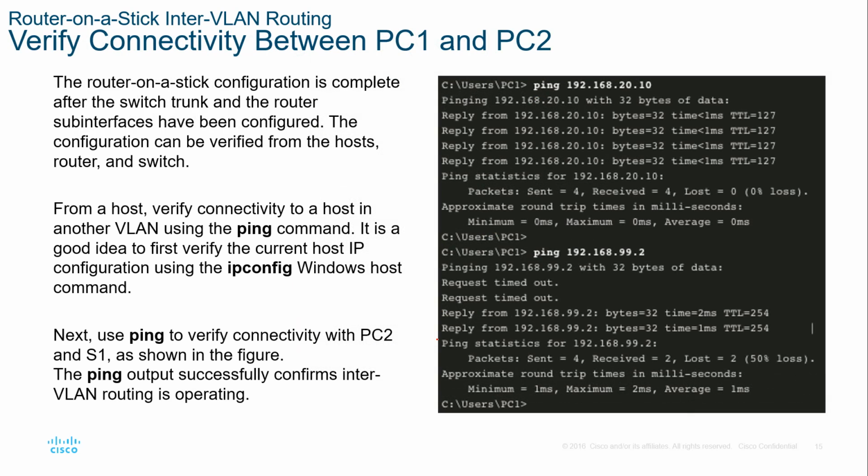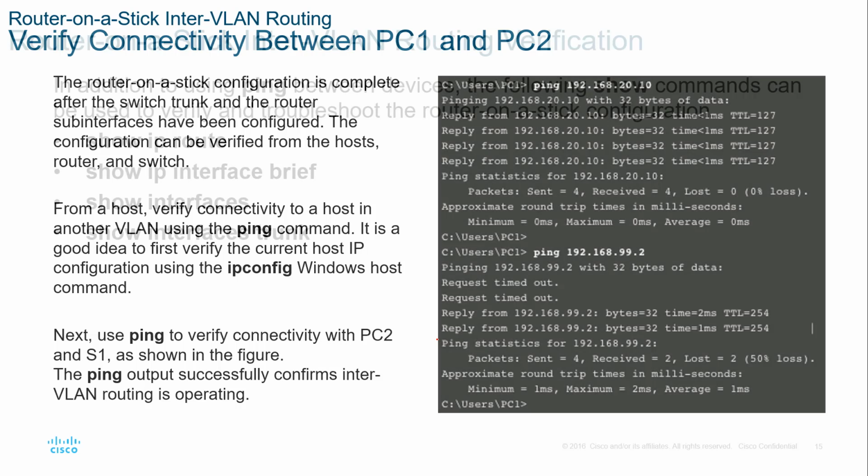From there, we can now try pinging between one VLAN and another. Because we're using router on a stick, the router should accept and include in its routing table directly connected networks. And with router on a stick, the separate VLANs are directly connected networks.